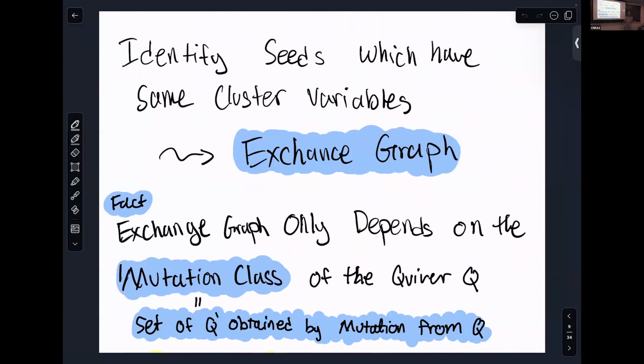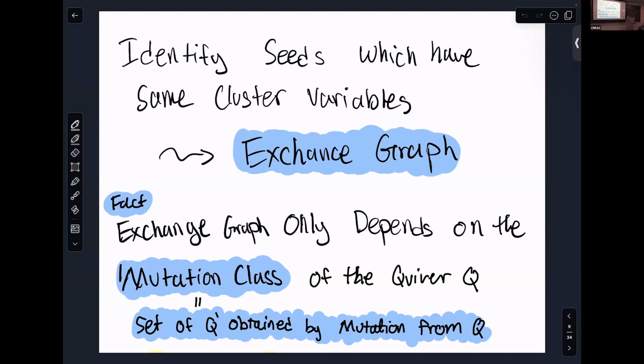It's not unheard of to do some sequence of mutations and actually get back the original seed we started with. It turns out if we get back the original cluster variables we started with, we have to have also gotten back the original quiver. So we can take that tree and identify the spots that have the same seeds. And this graph will be called the exchange graph. And that's the graph that is in some of the pictures I will show.